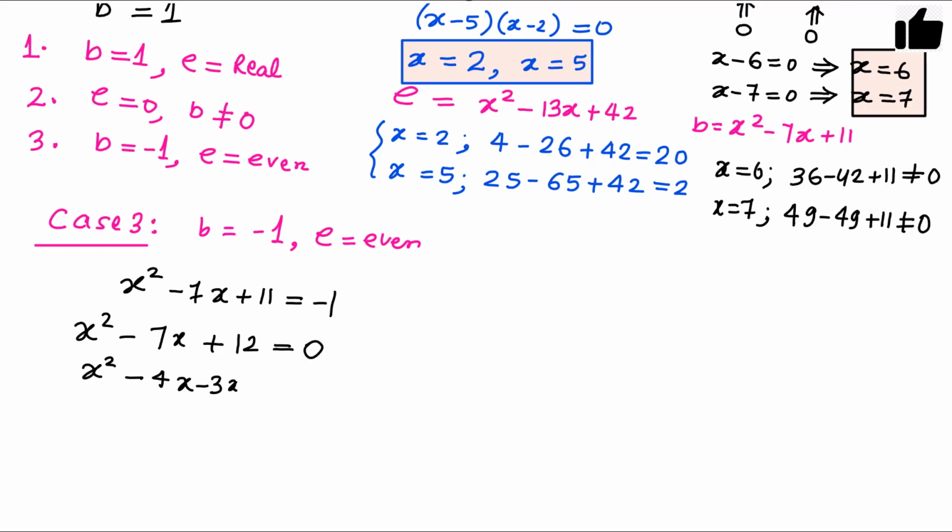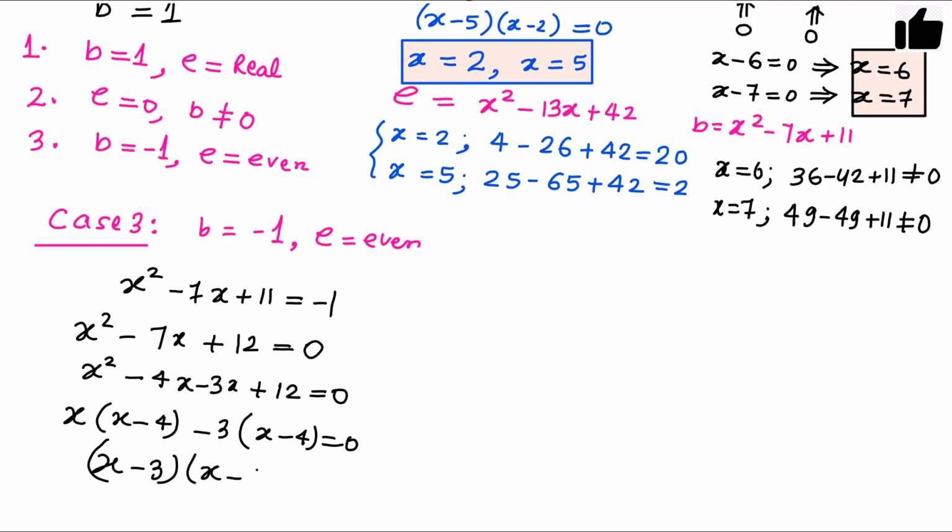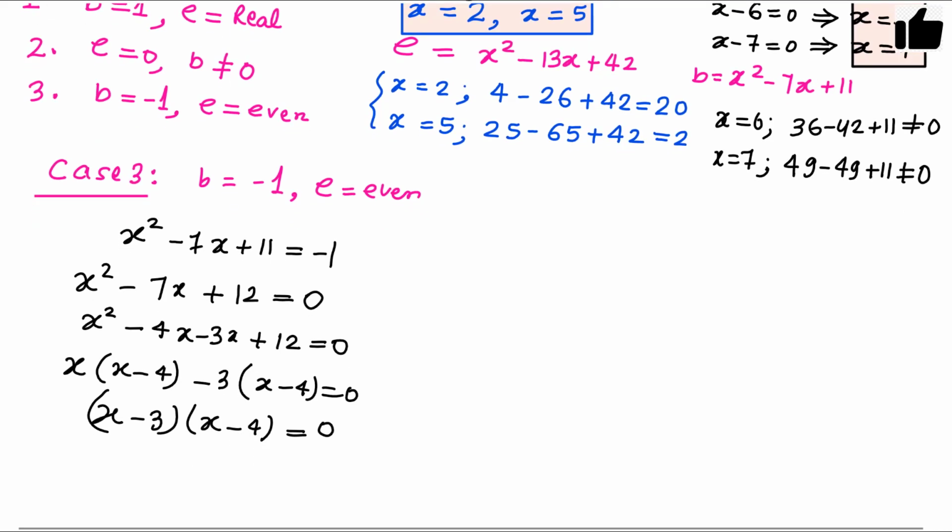Now you can factorize, 4x minus 3x, so 4 into 3 will be 12, and minus 4 minus 3 will be minus 7. So that's why I chose the factor. And if you take x common, this will be x minus 4, and here if you take minus 3 common, this is again x minus 4 is equal to 0. So this means x minus 3 and x minus 4 is equal to 0. So two solutions, you can have x minus 3 is equal to 0. So from there you will get x equals 3, and x minus 4 is equal to 0. From there you will get x equals 4.